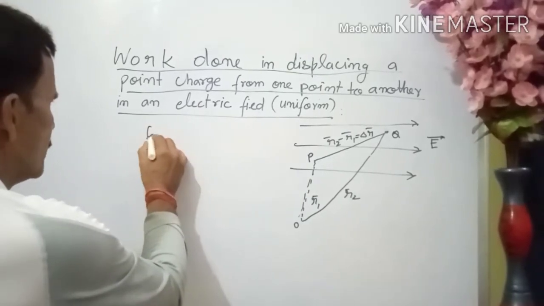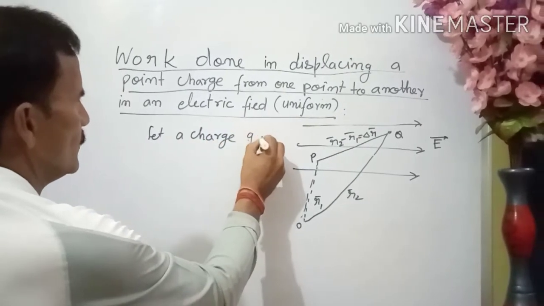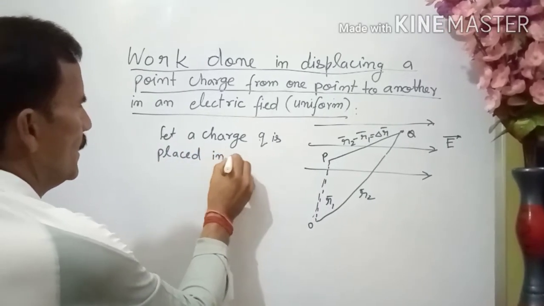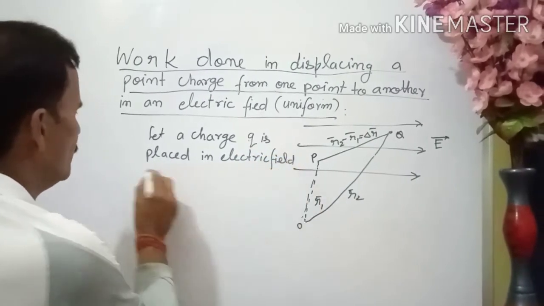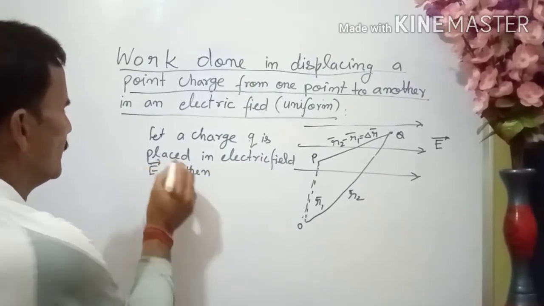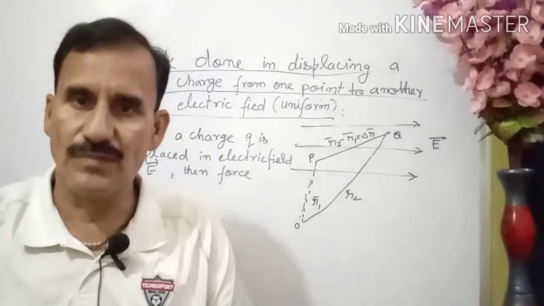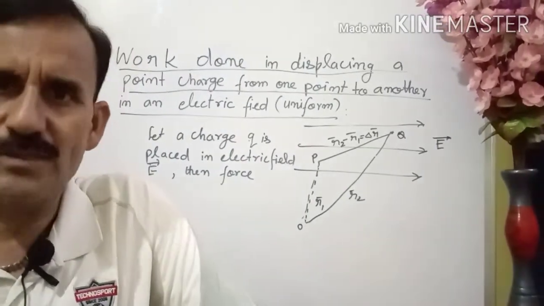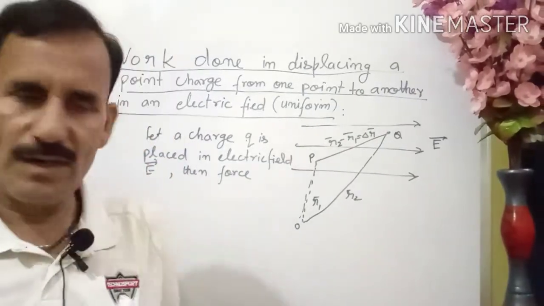Let a point charge Q be placed in an electric field, notably uniform E. Then, suppose it is a vector, first we are interested in finding the work done, and you know work done is always equal to force into displacement. Force dot displacement, you have already done in your earlier classes.